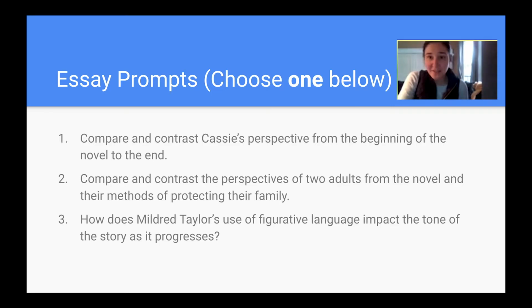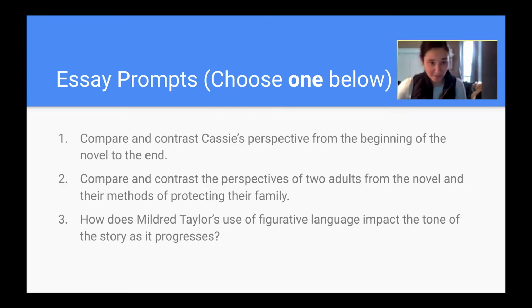So the first option is compare and contrast Cassie's perspective from the beginning of the novel to the end. So you're going to think about Cassie's point of view, and you're going to write about what her point of view is in the beginning of the book, and compare and contrast it to the end of the book.